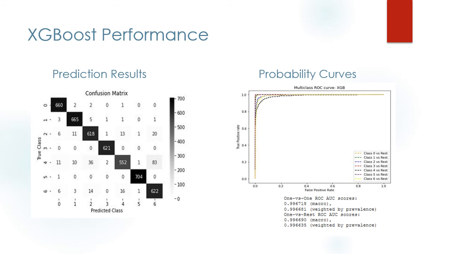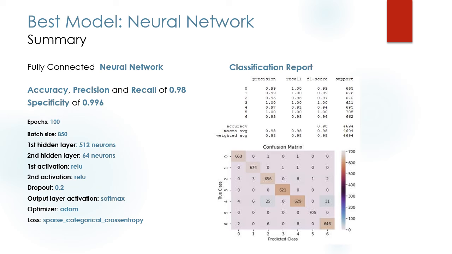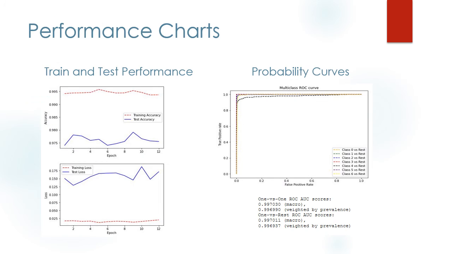What about our winning model? Our winning model is a fully connected neural network with two hidden layers, ReLU activations for the hidden layers, a dropout layer set at 20% and Adam optimizer, producing 98% accuracy, precision, and recall, and 0.996 specificity. Again, we have a look at the classification report and the confusion matrix for more detailed understanding of how the model is performing. Further, you can see the training and test performance is good, and the model's probability curves are excellent with 1 versus 1 and 1 versus rest area under the curve scores of 0.997, meaning that the model has a 0.997 chance of correctly classifying skin lesions.